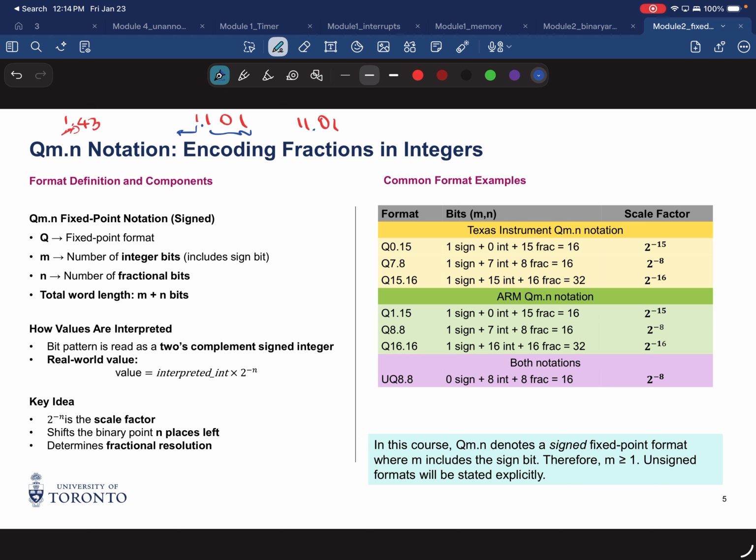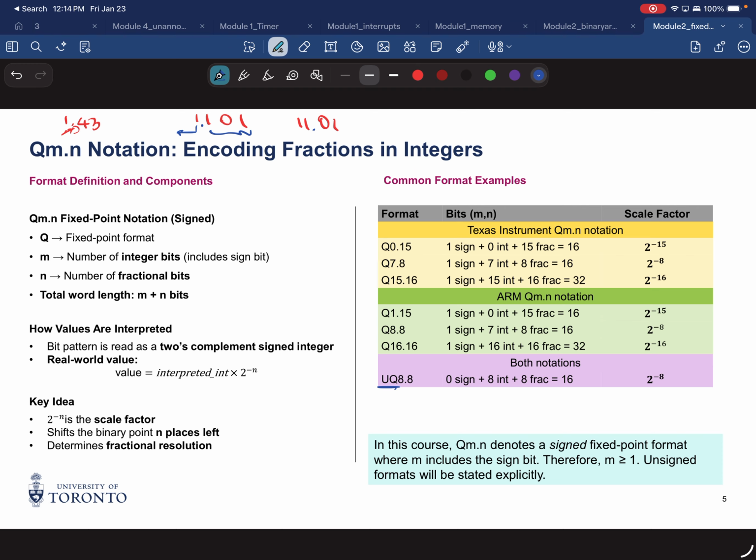So whenever we use Q as opposed to UQ, it means it's a signed fixed point, okay? In this course, whenever you see Q, assume that you have 1 bit for the sign, and that is the beginning, the MSB bit, okay? So in total, we would have m plus n bits.